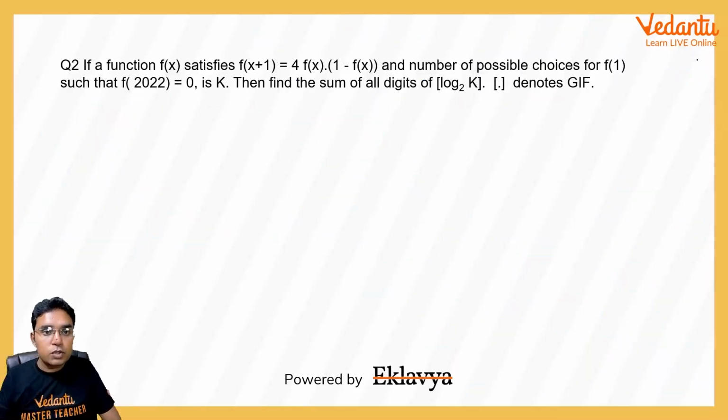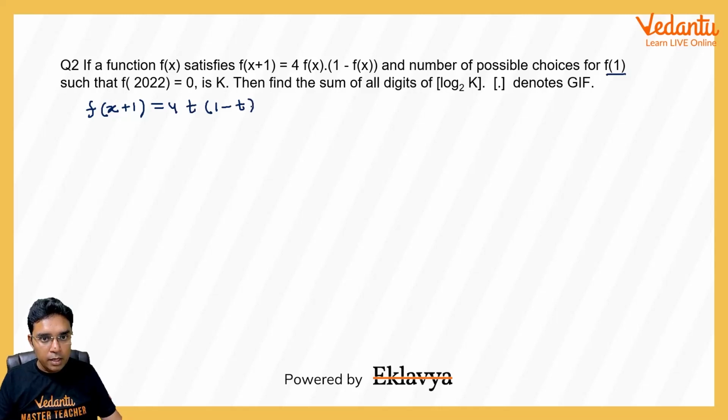Now coming to the next question. This question says there is a function f(x) that satisfies f of x plus 1 is equal to 4 times f(x) into 1 minus f(x), and the number of possible choices of f(1) such that f of 2022 is equal to 0 is k. Then find the sum of digits of the greatest integer part of log of k base 2. Okay, now everybody please see, here we are given one relation that f of x plus 1 is equal to 4 times t into 1 minus t.